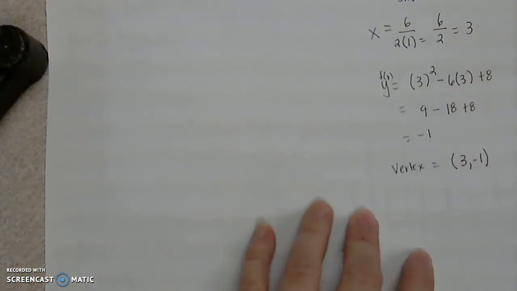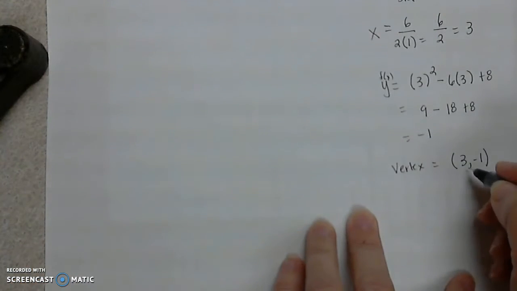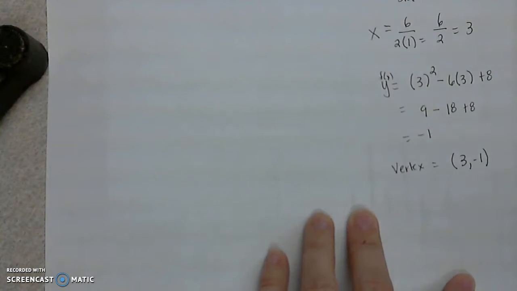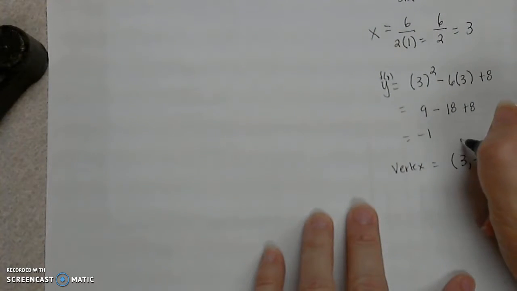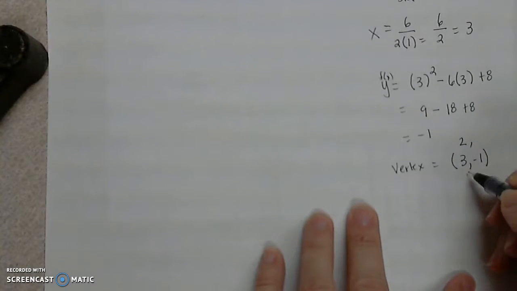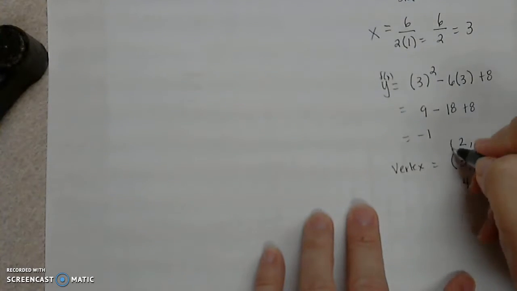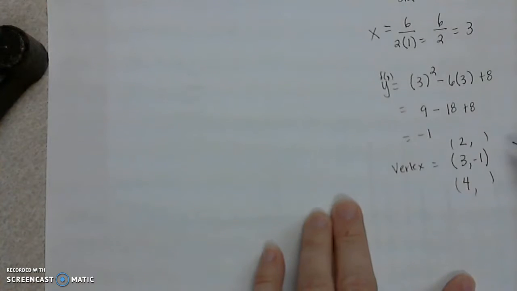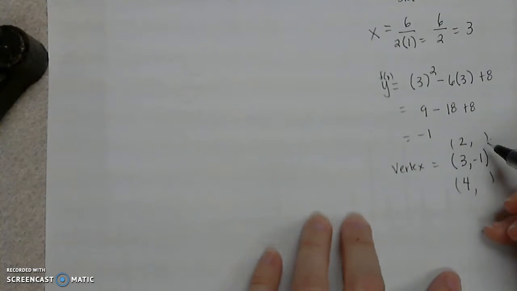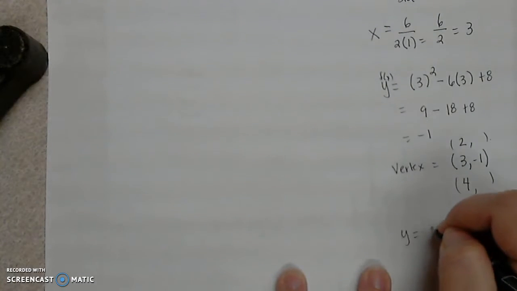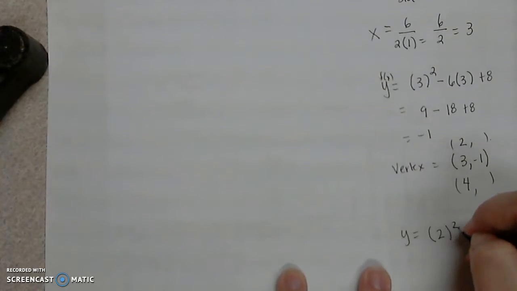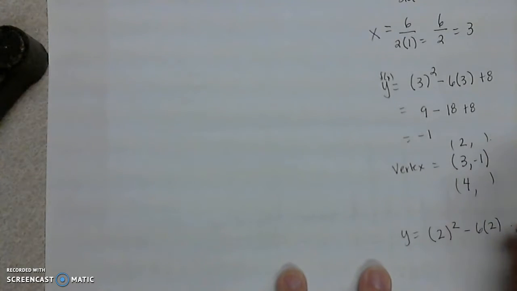Alright, so to find additional points from the vertex, if I go -1 and +1 on the x, so -1 would put me at 2 for my x, and +1 would put me at 4 for my x. The good thing about these 2 points is they have the same y value because the parabola is symmetrical. So really I only have to solve for one of them. So I'm going to say my y equals, and I'm going to fill it back into that original function.